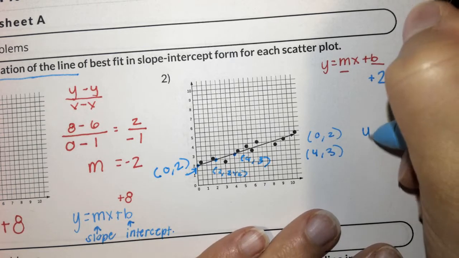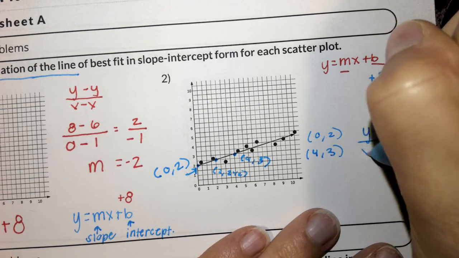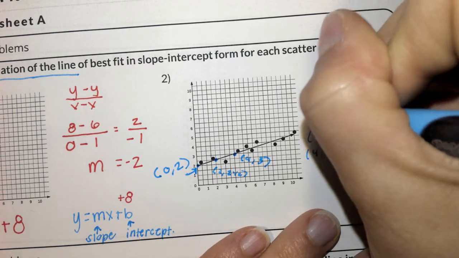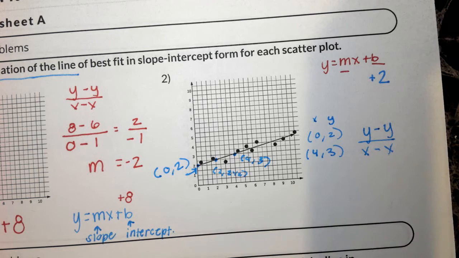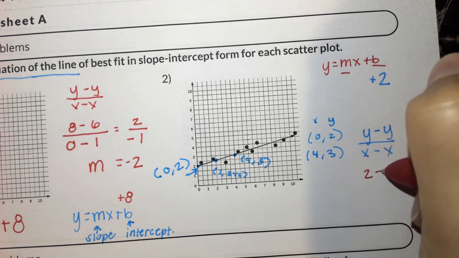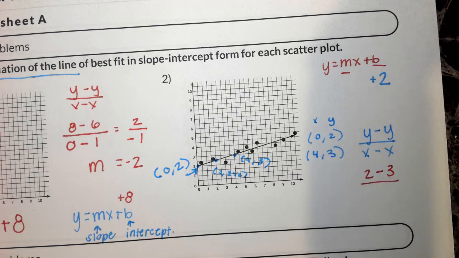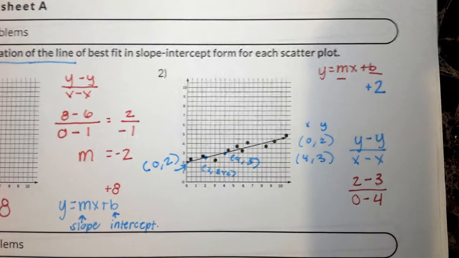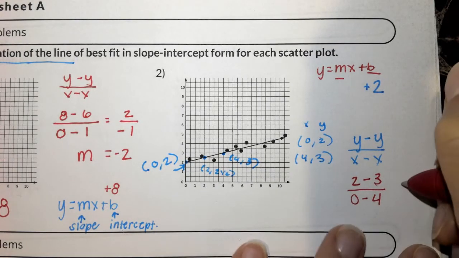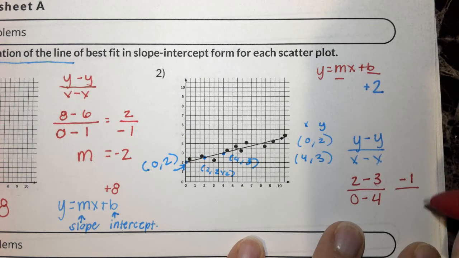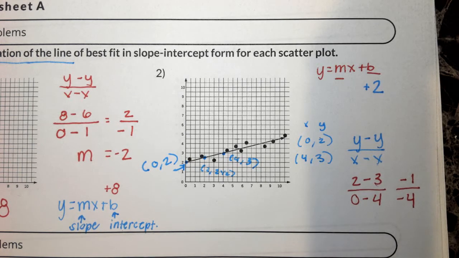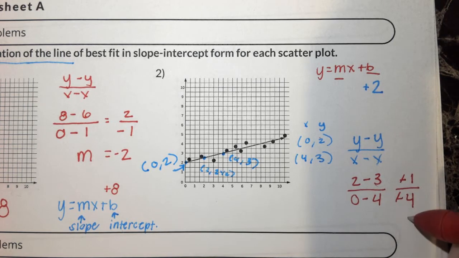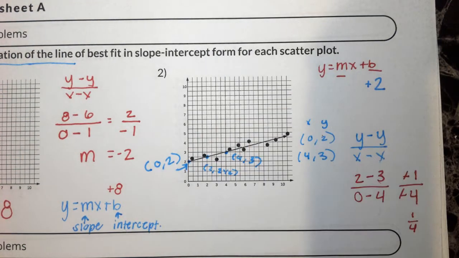When you do it, you do y minus y over x minus x. My first y, in a different color for you to see, is 2, minus the second y, which is 3. My first x is 0, minus 4. All I'm going to do is simplify. 2 minus 3 is negative 1. 0 minus 4 is negative 4. A negative divided by a negative cancels. It would be 1/4. It's a positive sloping graph.